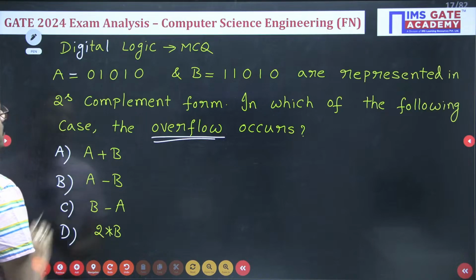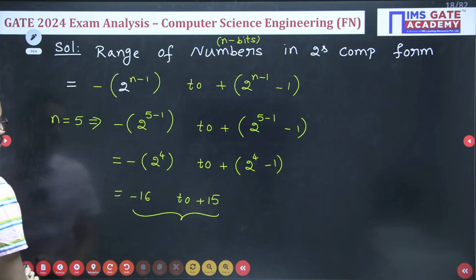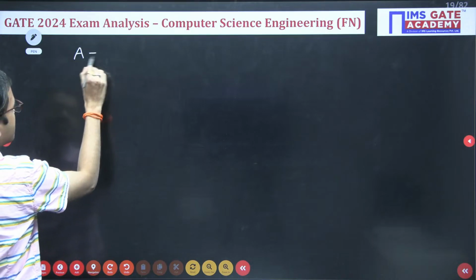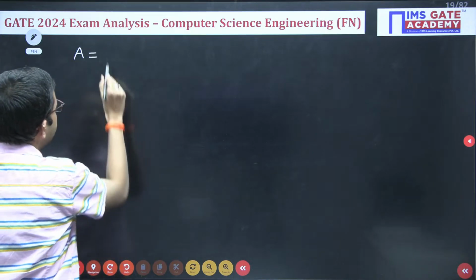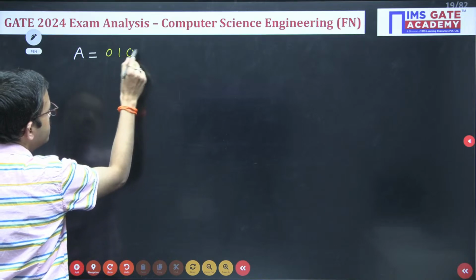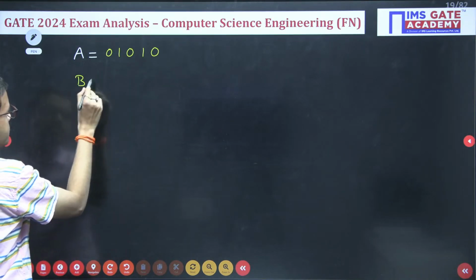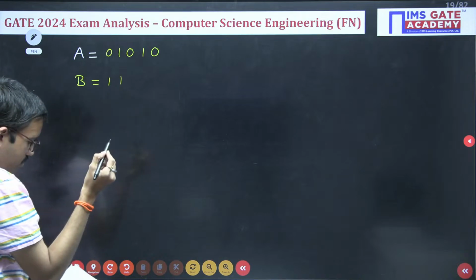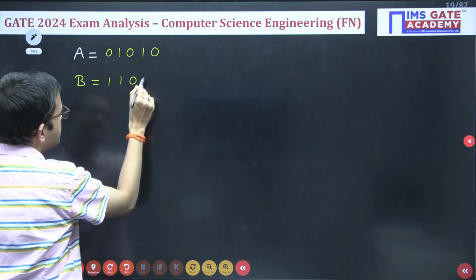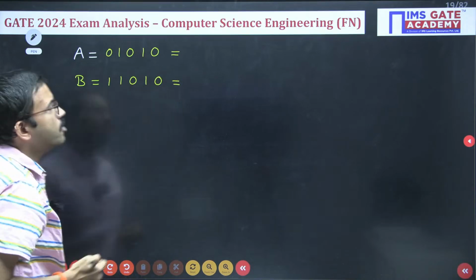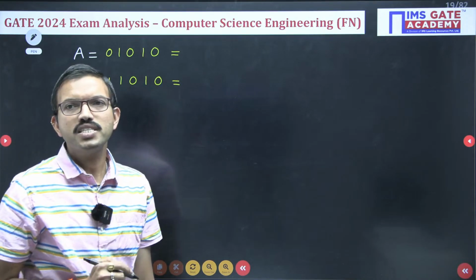Now, for the time being, I will consider the A number and B number individually. A equal to 0, 1, 0, 1, 0 and B equal to 1, 1, 0, 1, 0. Here in the question they have mentioned both A and B are represented in 2's complement form.